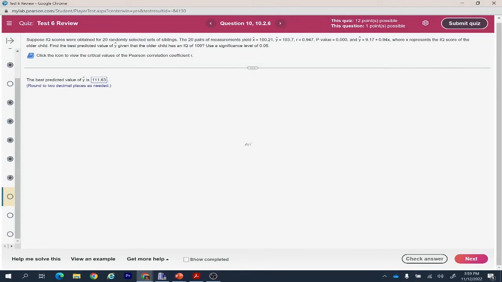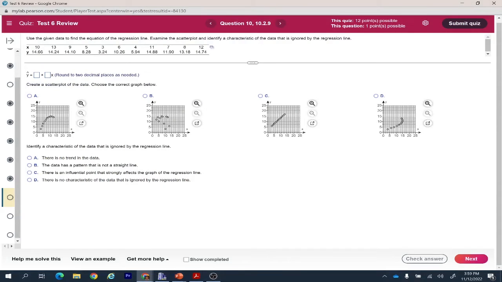Let's go to the next problem. Okay, we have data. Based on this data, we would like to find this regression line, this linear equation. Use the given data to find the equation of the regression line. That's called the equation of regression line.